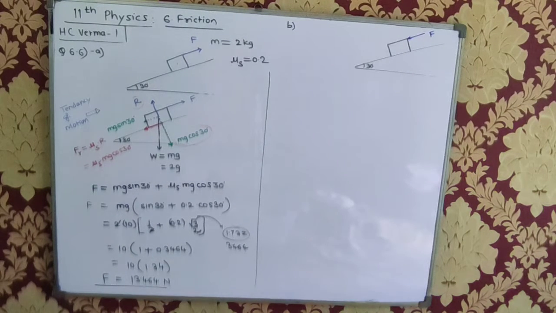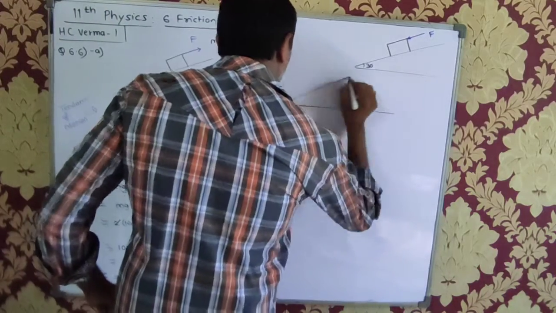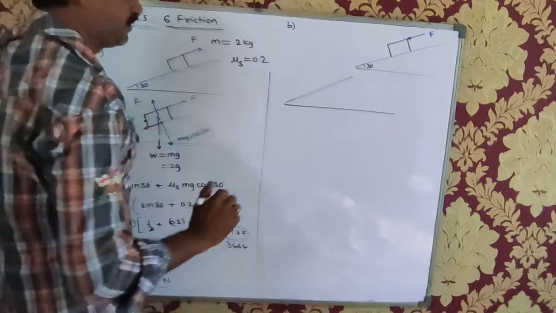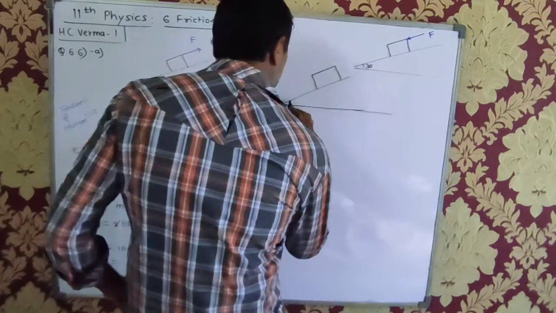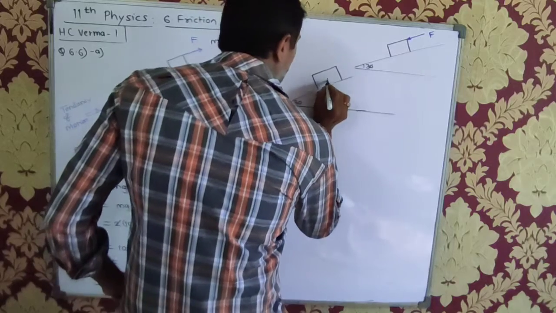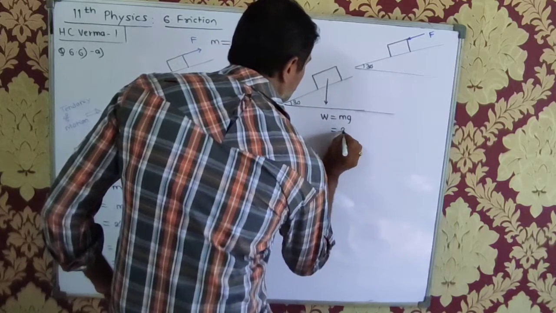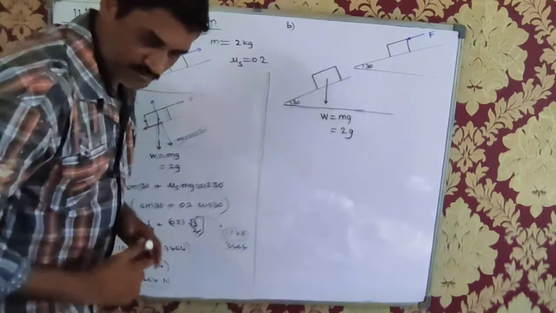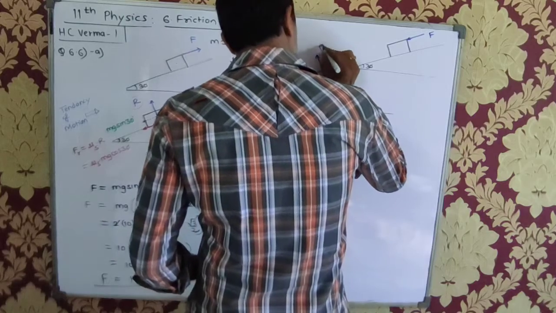When we want to move it down, let us draw the free body diagram once again. What will come? This is the block. 30 degree. Normal reaction. Weight W is equal to mg is equal to 2g. Normal reaction will be normal, that is perpendicular to the supporting surface, R.